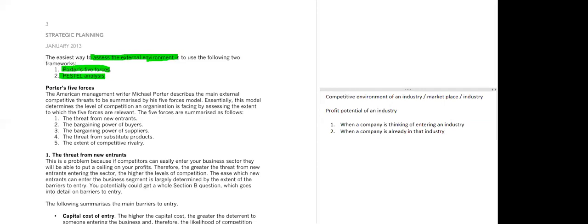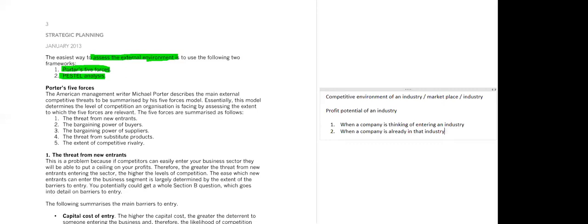And when you're already in that industry, then you need to understand the dynamics of competition and the behavior of competitors, so that you're able to respond to the risks, threats or opportunities that emanate from the competitive environment. So PESTLE is used for macro environment analysis. Porter's 5 forces is used for competitive environment analysis.